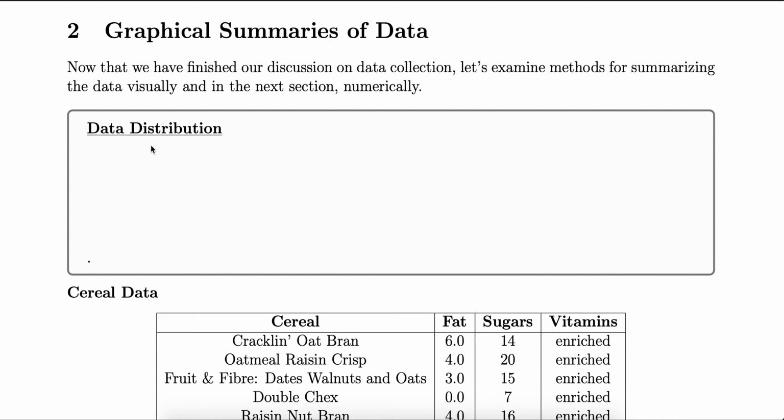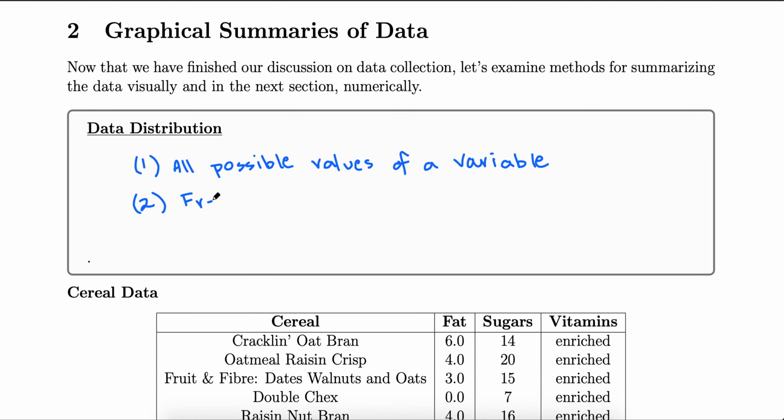The first thing we might want to consider is this idea of a data distribution. Data distribution has two parts. One, it gives all the possible values of that particular variable. So say all possible values of a variable. And then we also need some information on the frequency with which the values are observed.